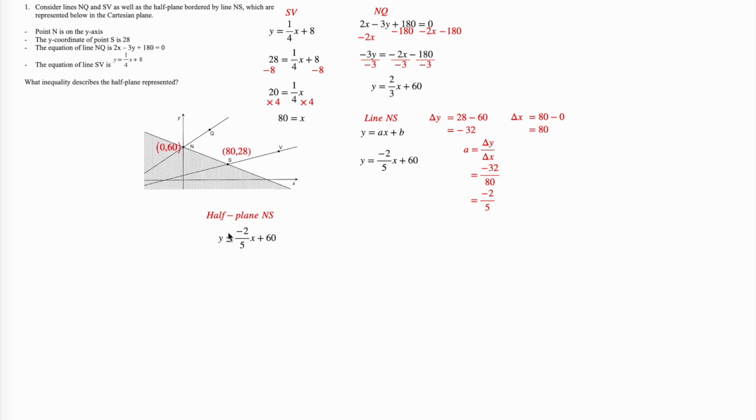Remember, it's a solid line, solid bar of a line, so it's solid bar below our less than or greater than symbol. Because we're shading below, it's less than. Y is less than or equal to negative 2 over 5x plus 60. That is our answer. There's the inequality, and that's it for part C, question number 1.